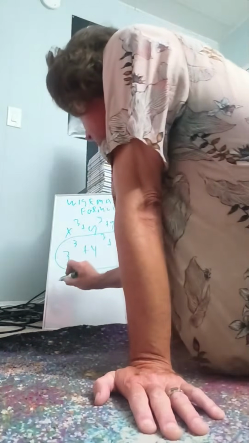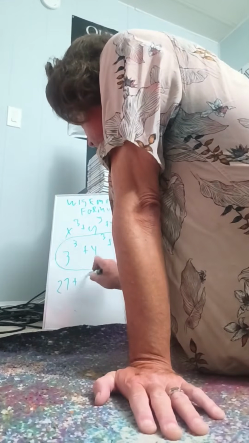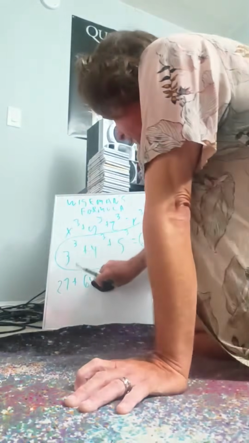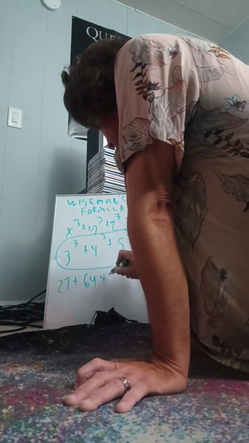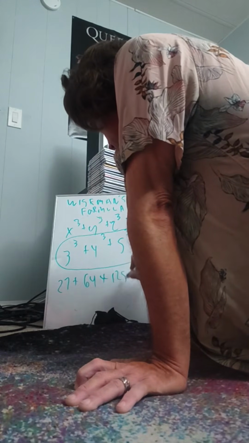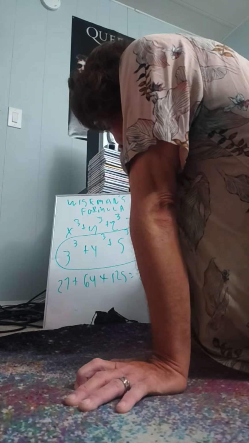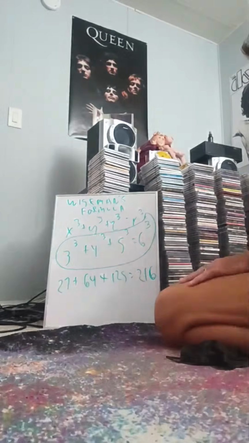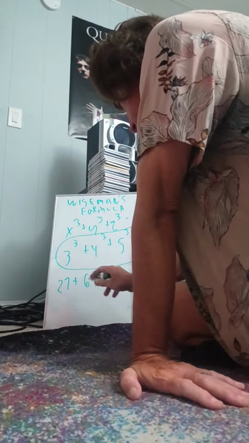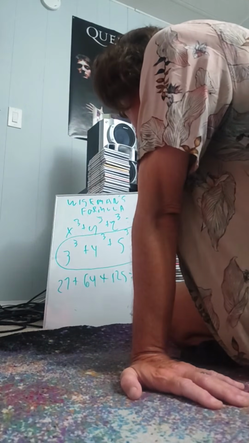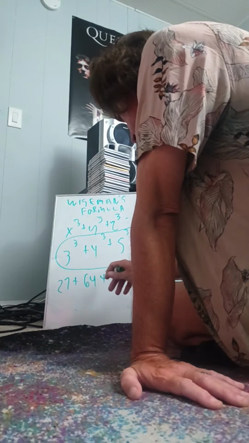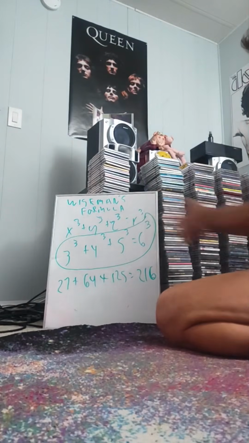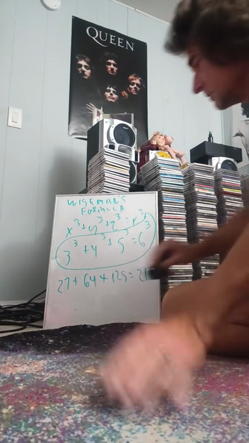3 cubed is 27. 4 cubed is 64. 5 cubed is 125. And 6 cubed is 216. So it actually is true. And that's Weismann's formula. I thought of that. 27, make sure that rough guess, yeah, that looks right. And you had the 1, 12, 18. Yep, that's correct. That's Weismann's formula.